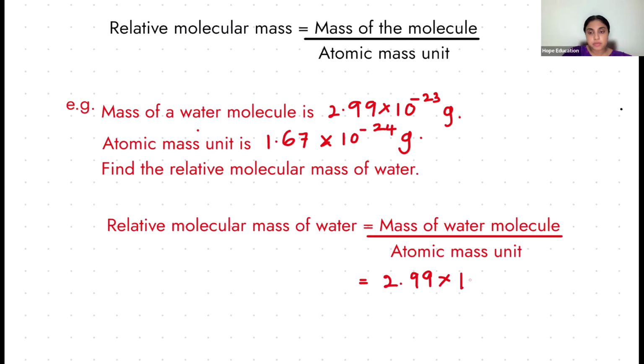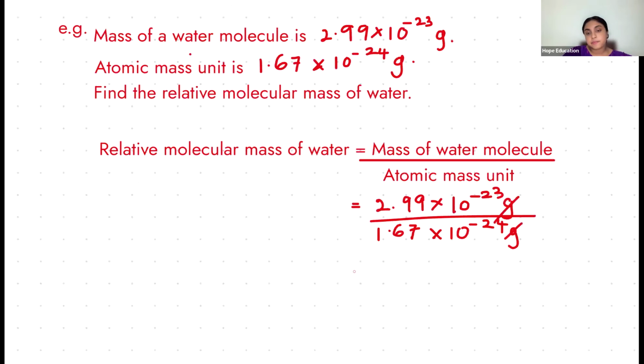2.99 into 10 to the power minus 23 grams divided by atomic mass unit, which is 1.67 into 10 to the power minus 24 grams. So grams cancel, and you will get the answer as 18.